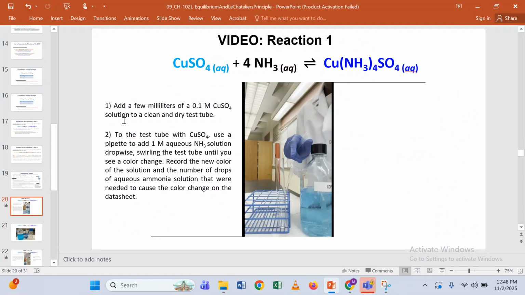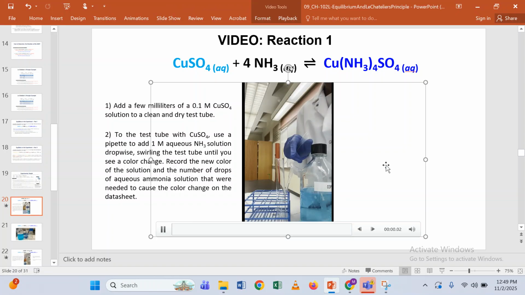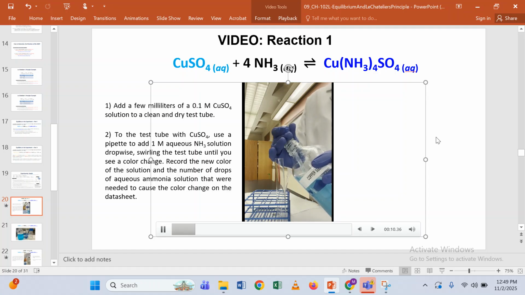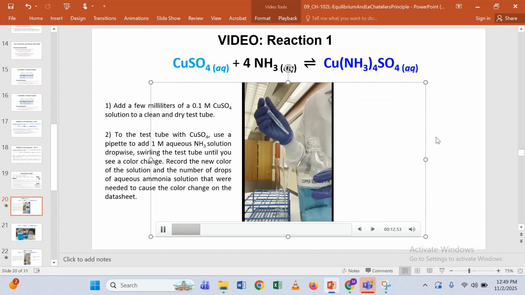First it says add a few milliliters of 0.1 molar CuSO4 solution to a dry test tube, and then to the test tube with CuSO4, use a pipette to add 1 molar NH3 dropwise. We want you to count the drops of each one. Now we have copper sulfate, which has a turquoise color. All right. We want you to count the drops.